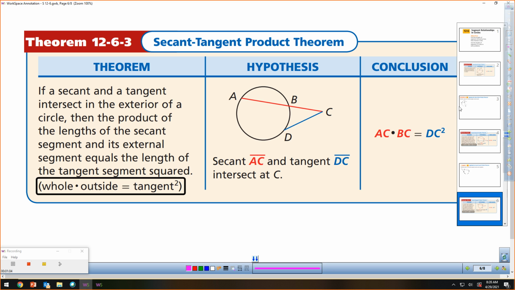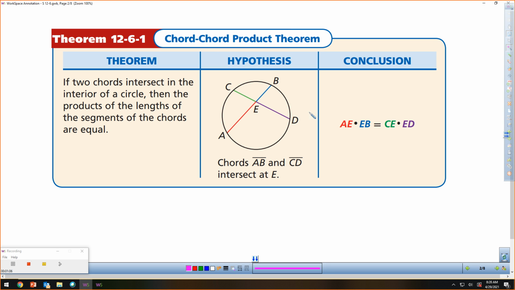Okay? So let's talk about the two chords that intersect inside. The relationship is that each piece of the chord multiplied together is equal to the other two multiplied together. So it is that CE times ED is equal to AE times EB. It's as easy as that. Part times part equals part times part. Just as long as you're multiplying the same chord together, that's what you do.